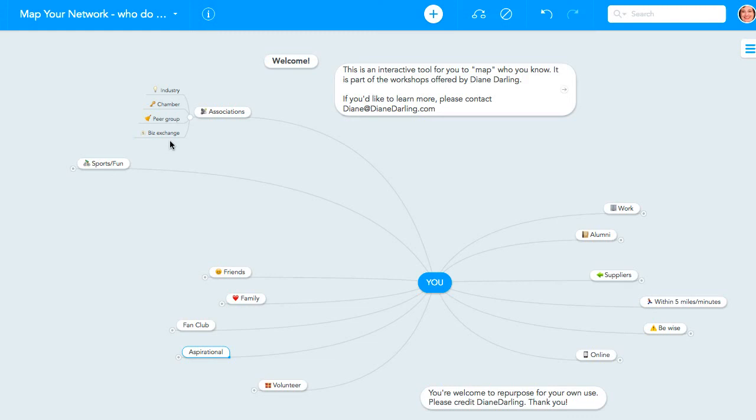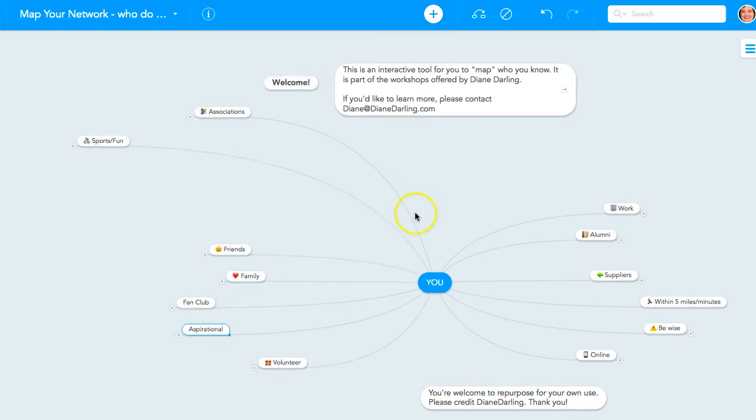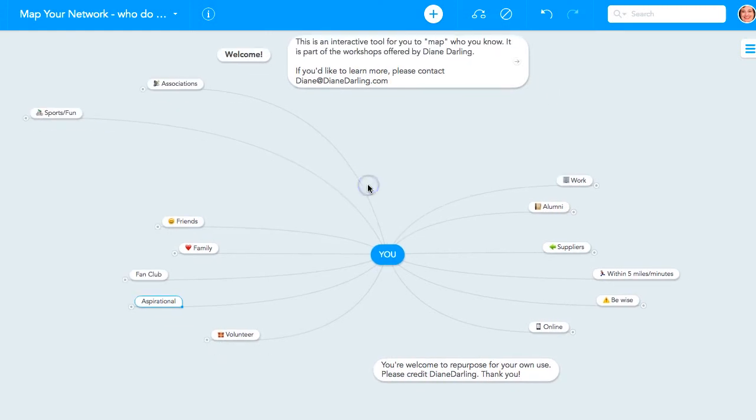So spend some time with this. This will take a while, but just get started. I'm going to say maybe do 10 minutes a day to begin to map out all the different people you know in these various buckets. All right, get going.